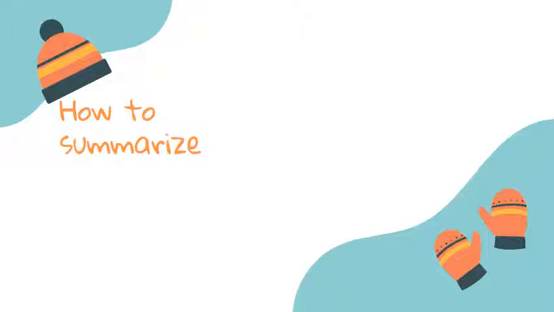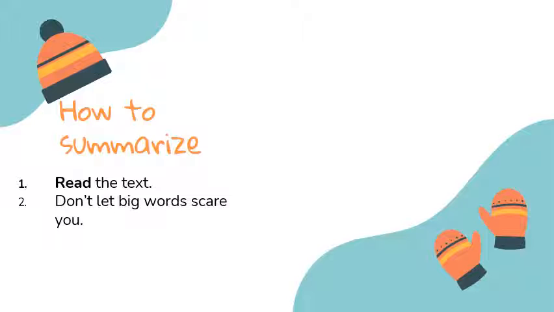Okay, to help you better to summarize paragraphs or texts, let's follow these steps. How to summarize? First, read the text. You have to read the text or a paragraph. It could be a paragraph only. Okay, read the paragraph very well. Then, don't let big words scare you. Never let big words scare you. This is an advice. Ask, what was this text about? You have to ask yourself, what was the text about, in order to figure out the main idea.